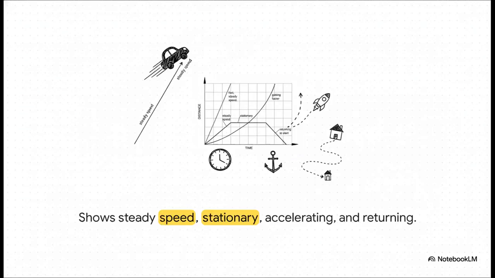A single complex graph can actually tell the entire story of a journey. You might see straight diagonal lines showing steady speeds, or maybe a completely flat horizontal line right in the middle. That flat line means time is passing, but the distance isn't changing at all, so the object is perfectly stationary. Then you might see an upward curve, showing the object getting faster, or even a downward slope, which tells us the object is actually heading back to its starting point.